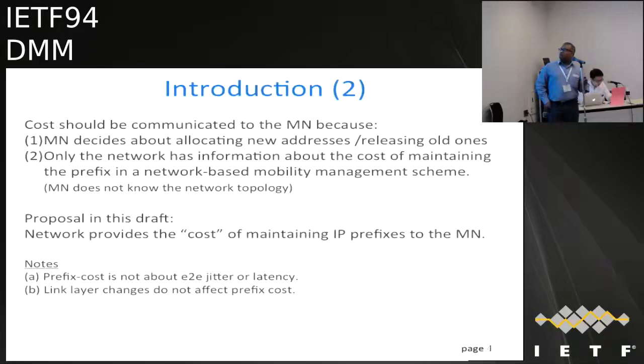So again, summarizing those points, the MN decides about allocating new addresses and releasing old ones. And the second point is that only the network has information about the cost. The MN does not know the network topology. So the proposal in this draft is to provide the cost of maintaining an IP prefix to the MN. And just added as notes because these questions came up before, this is not about end-to-end latency or jitter. And it is not about the layer 2 link either, or about the initial connection itself.